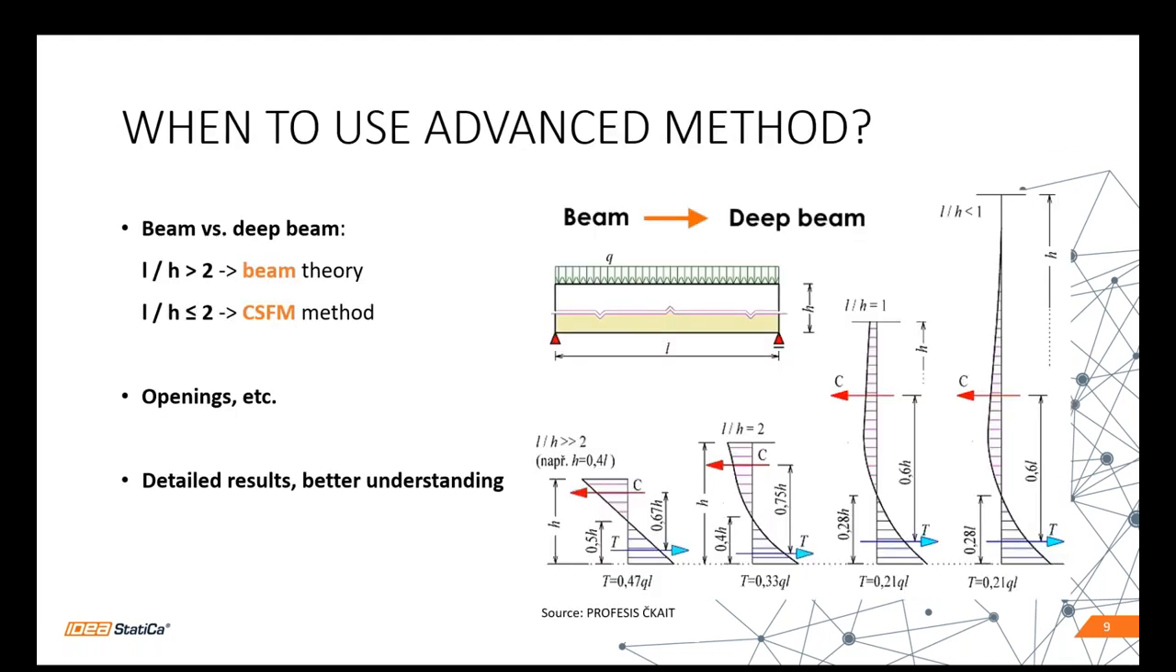And when should we use advanced methods when dealing with coupling beams? At first we need to distinguish whether the beam is a beam, or whether it is a deep beam, and it depends on the length to height ratio. If this length to height ratio of the coupling beam is higher than 2, then it is safe to use beam theory, because the Bernoulli-Navier hypothesis of plane strain distribution is valid. Then we can use this beam theory and the classical calculation according to the code, for example.